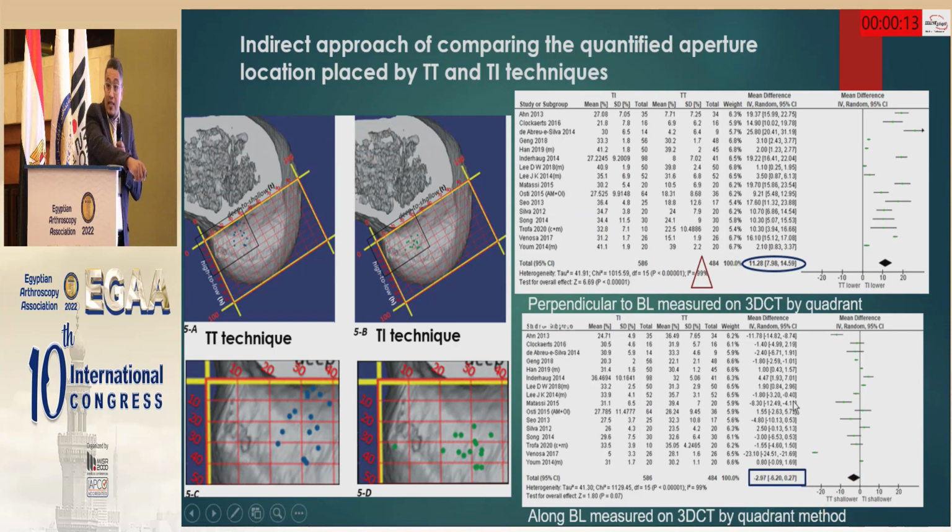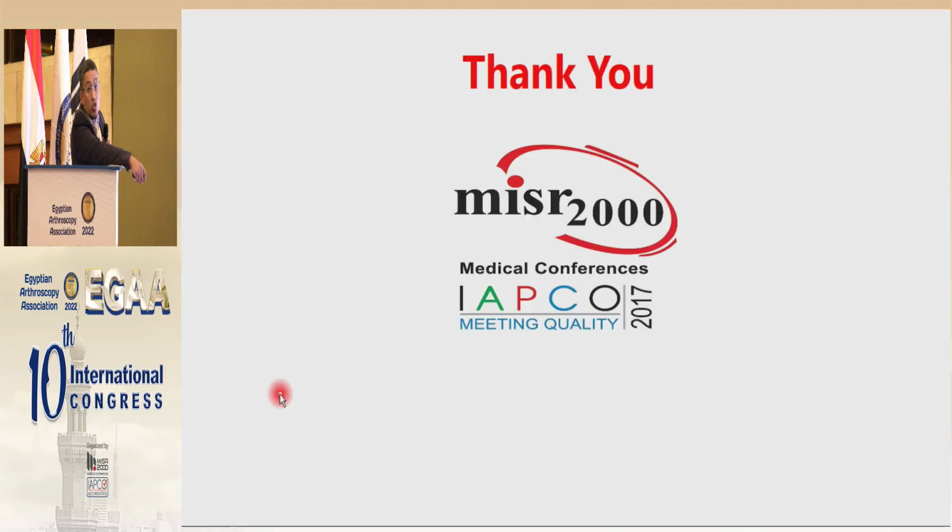We could appreciate this in this figure. This is the 3D CT, and this is the quadrant method, and we are zooming on this black quadrangle. Here, we found these are the 16 dots.